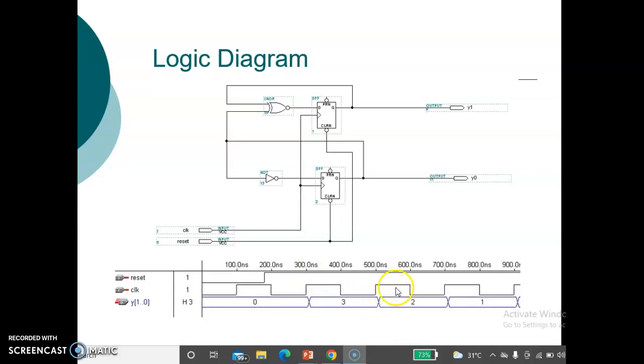Then 500 nanosecond to 700 nanosecond. And 700 nanosecond to 900 nanosecond. This one will start from here, from here up to this 300 nanosecond same. After triggering up to 500 nanosecond. After that 700. After that 900 nanosecond.